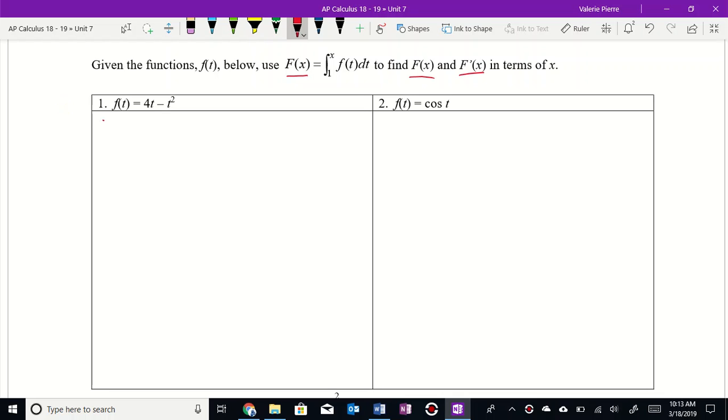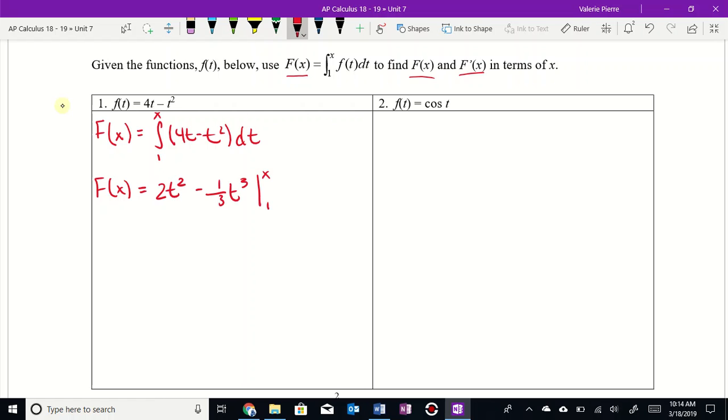So we're going to start with first writing out what we know. So capital F of x is equal to the definite integral from 1 to x of f of t, which is 4t minus t squared, dt. So first we need to find the antiderivative of this. So capital F of x is equal to 2t squared minus 1/3 t cubed. We want that from 1 to x.